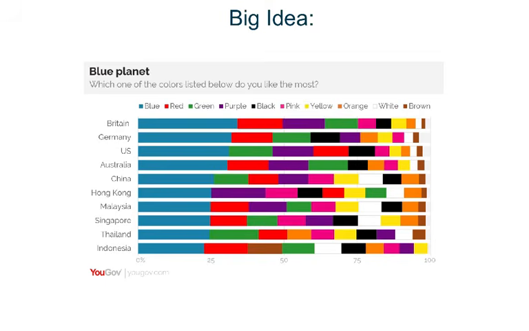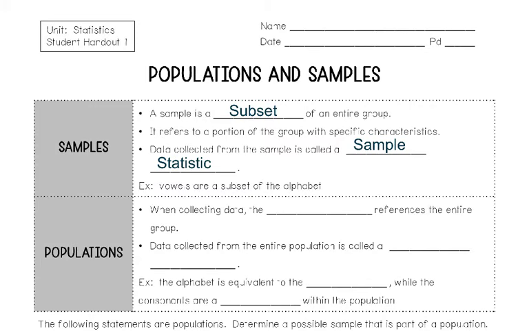So in this example where we found the world's favorite colors, we would look at the sample being Britain or Germany or United States. All these countries are the samples. The sample statistic is the piece of information you get from the fraction of the population. So the information would be the colors. And obviously you can't ask every single person in the population, so you would ask a sample of it.